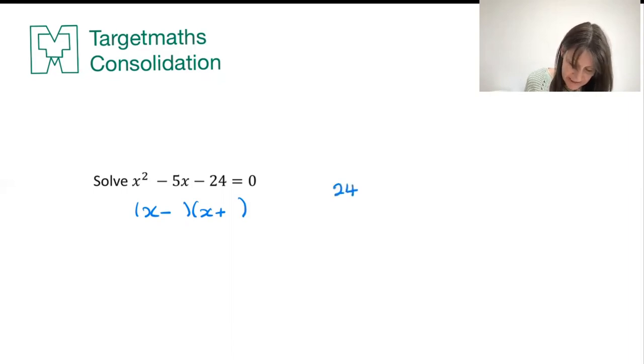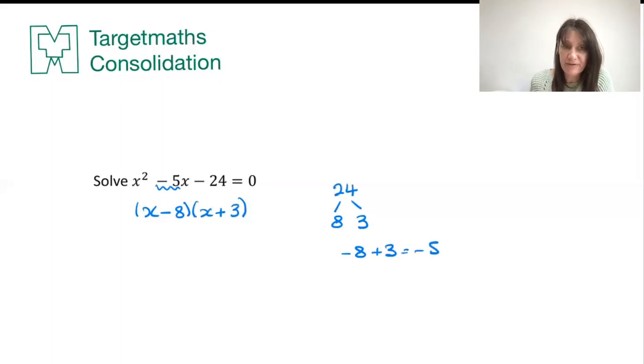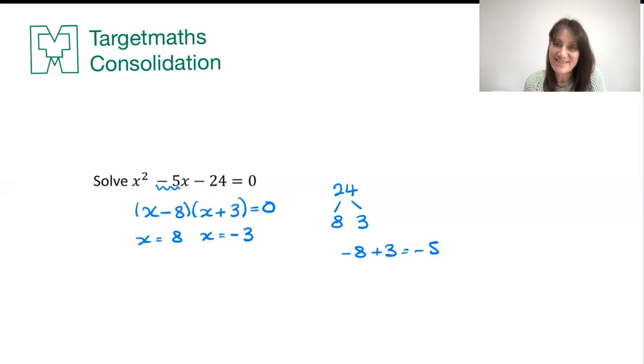So I've got to think about what multiplies to make 24. 8 and 3 are the pair that we want because we're trying to make a 5, and 8 and 3 will help us make a 5. But we've got to pay close attention. I want to make -5, which means the 8 has to go here and the 3 here, because -8 plus 3 is equal to -5. So now I just need to get each one of those brackets to equal 0. So x will equal 8 and x will equal -3. So same number, opposite sign.